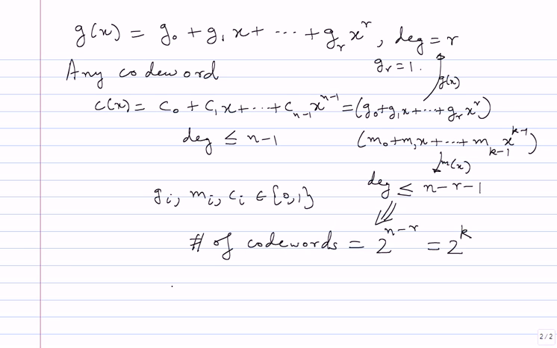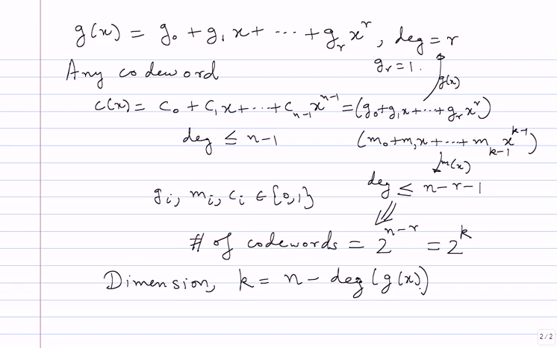So in general, the result is as follows. The dimension of the BCH code, k, equals what? n minus the degree of g(x). That is the general result that we need. This is what I've shown.